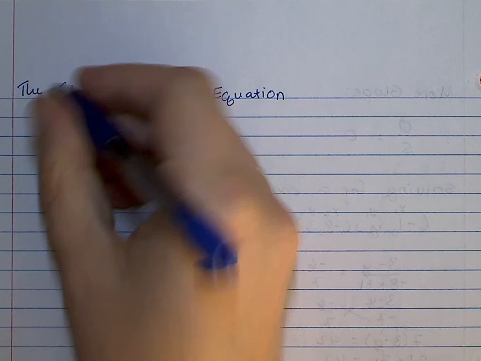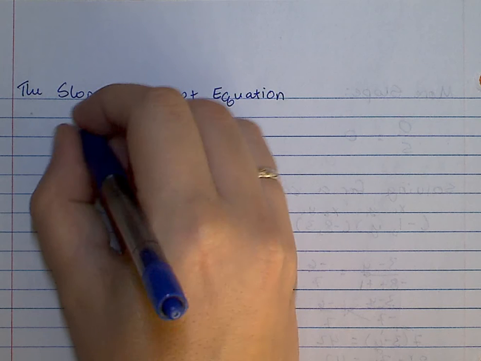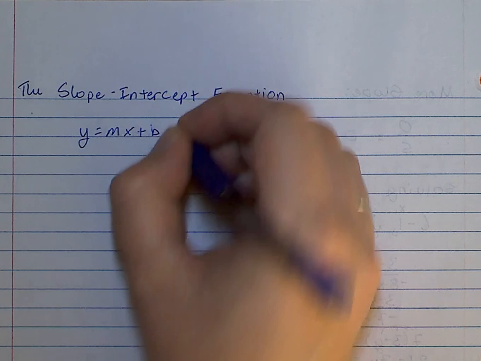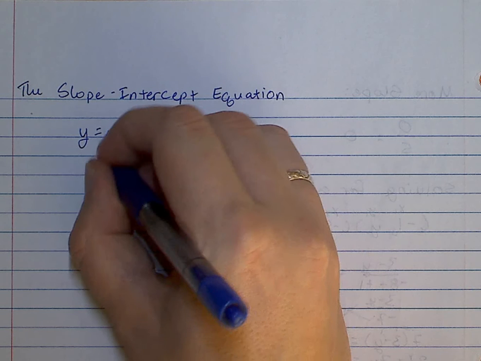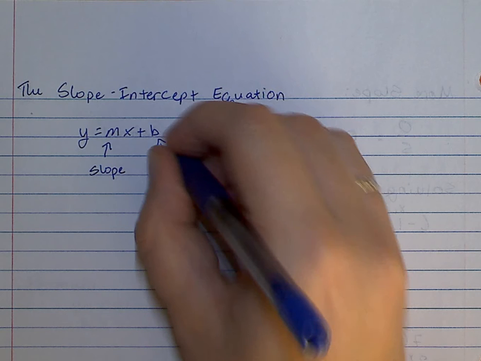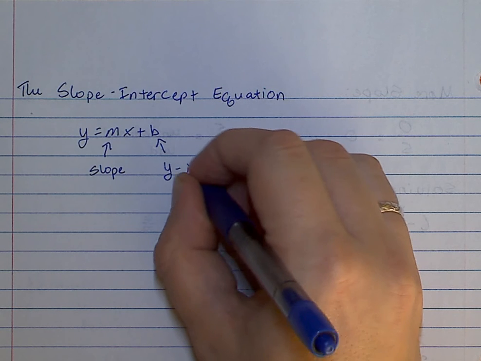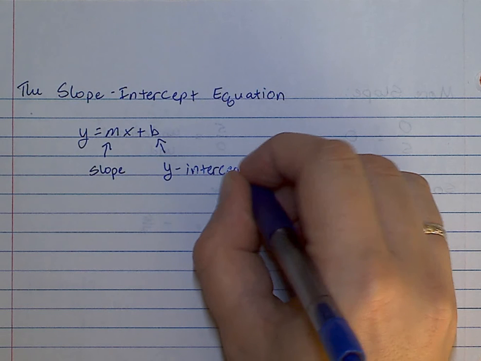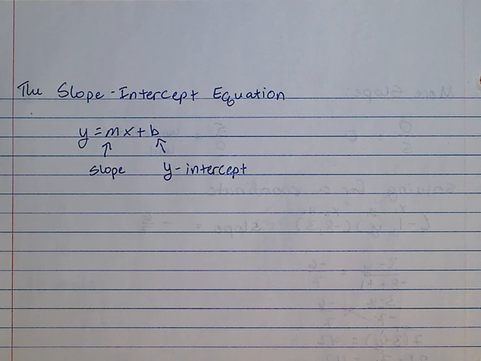So the slope-intercept equation is y is equal to mx plus b. Now in this, m is the slope, and b is the y-intercept, which is where a line crosses the y-axis. Now on everything we were graphing yesterday, the y-intercept was 0, which is why we didn't even have it on there. So everything we were graphing yesterday, the y-intercept would have been just plus 0 at the end, which is why we didn't even add it on.